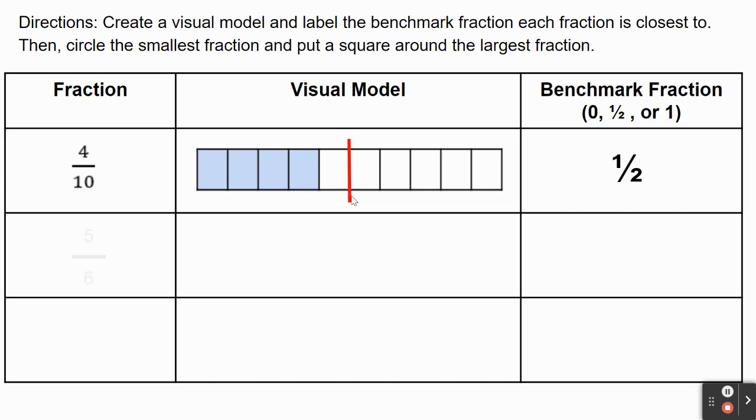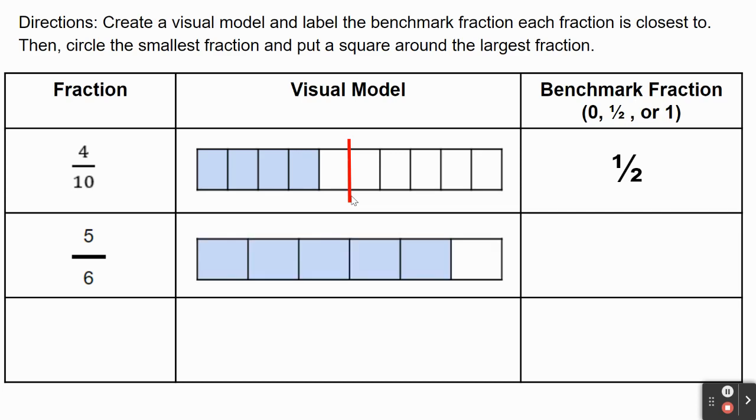Let's try the same thing here with 5/6. We'll create a model and break it up into 6 parts. We're going to shade 5 of those parts because the numerator is 5. Let's find that halfway point. So if there are 6 parts, halfway would be after the 3rd part. Well, we can see that there are 5 parts shaded, which is only 1 part away from having the entire model shaded. So this fraction, 5/6, is closest to the benchmark fraction 1.